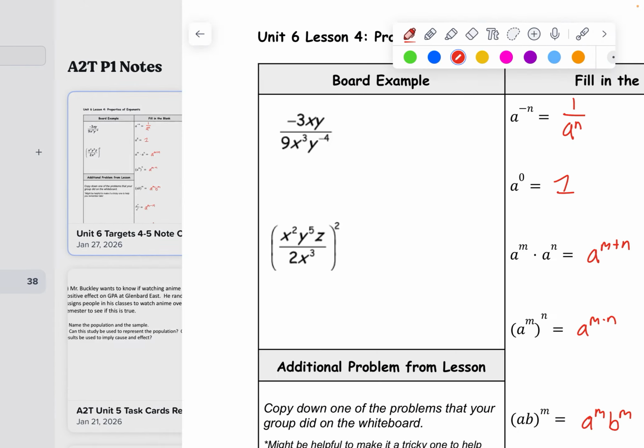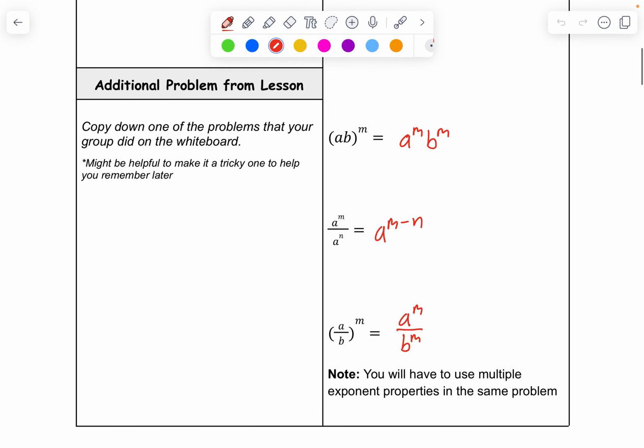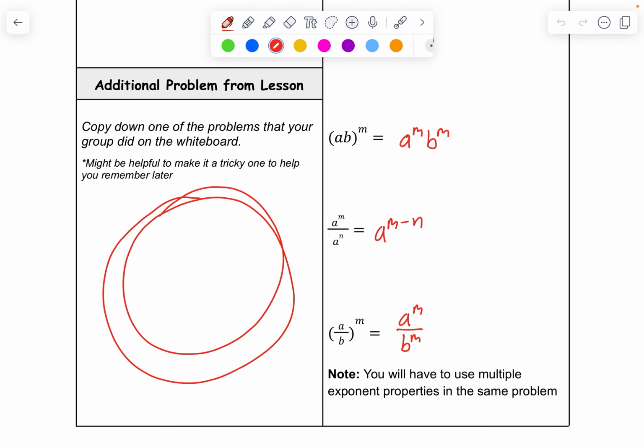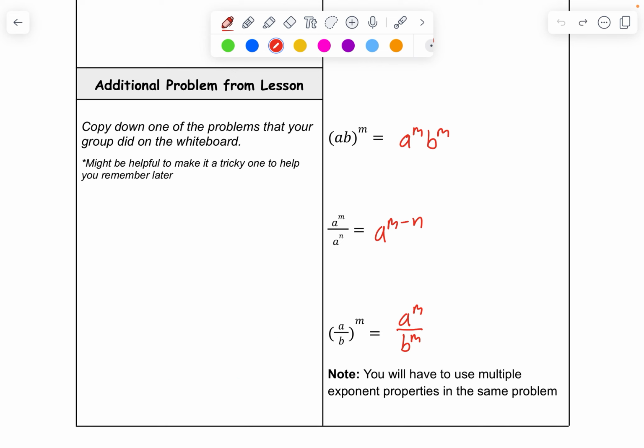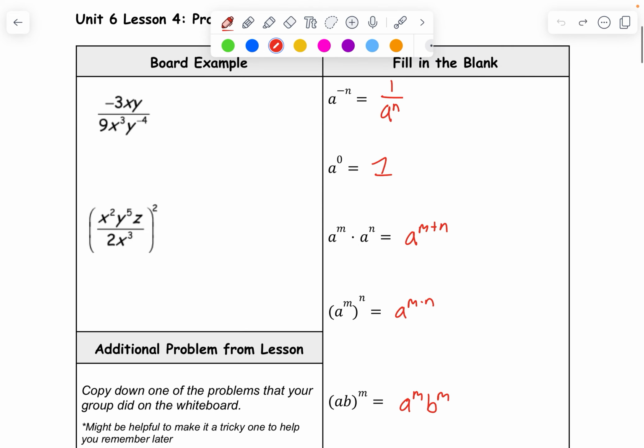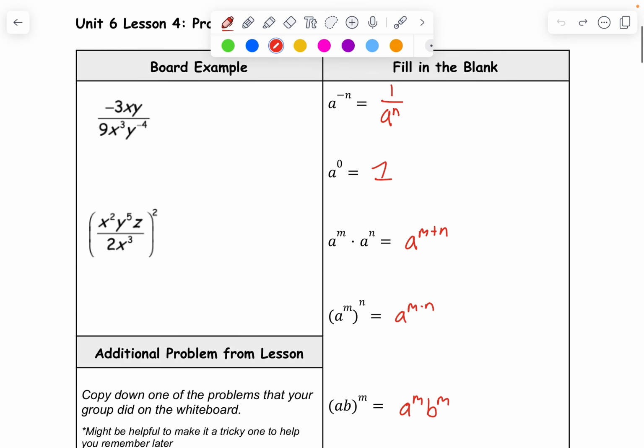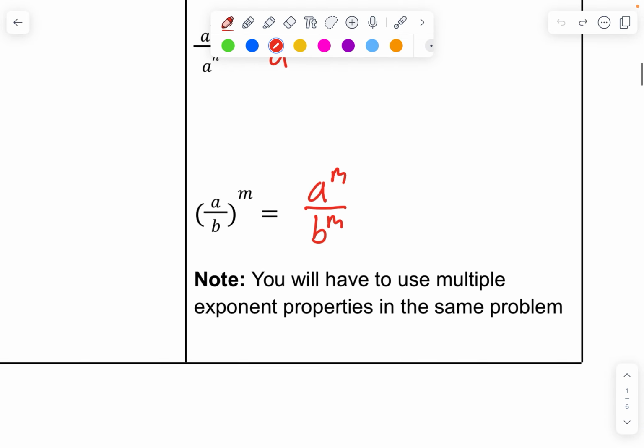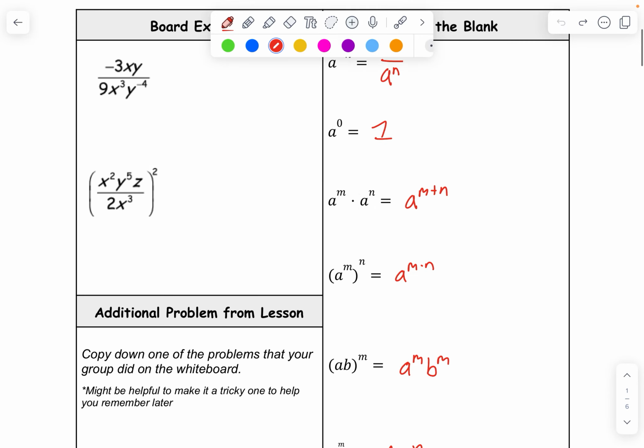I would recommend putting the other examples I go over, maybe at least a couple of them, in this additional problem section down here, because having more examples of using these exponent rules on the right is beneficial. And as a note, we're going to use multiple of these properties in the same problem. So you really want to be familiar with these properties on the right that we are going to be using together in the same problems today.